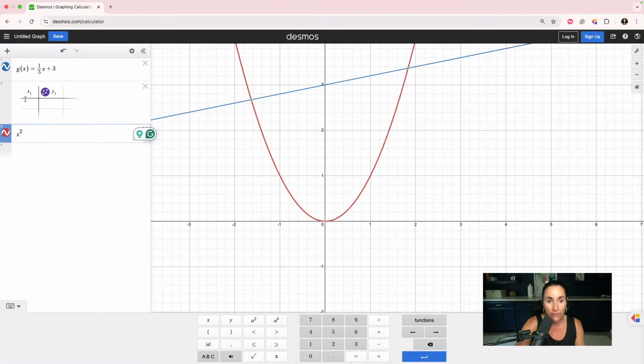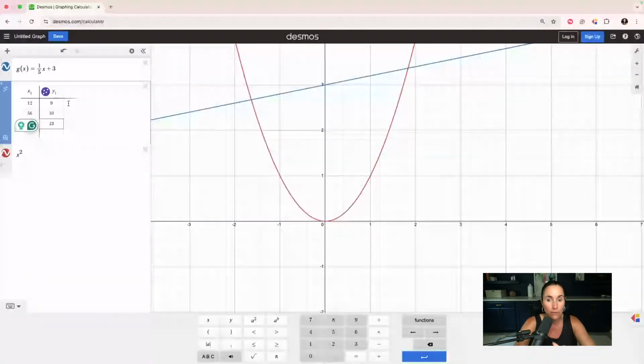On a table, if you're filling out a table, you can use the tab button. So let's say I did 12 over 9 over 56 over 10 over 7. I don't know what I'm doing here. Just pretend like I have a table. These would not work. But you can see when I do the number, I can hit tab and it brings me over to another number.